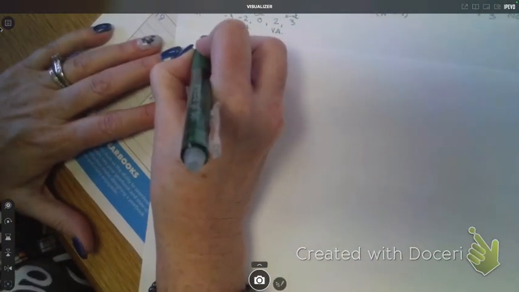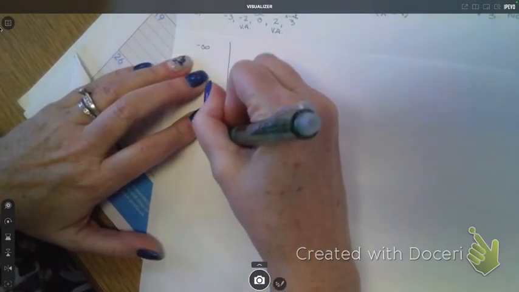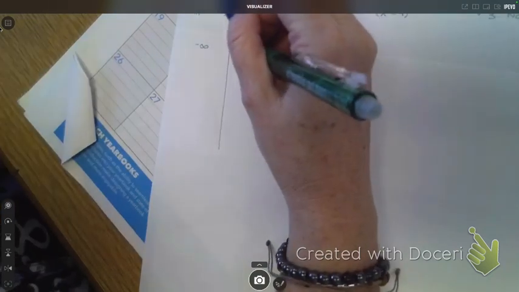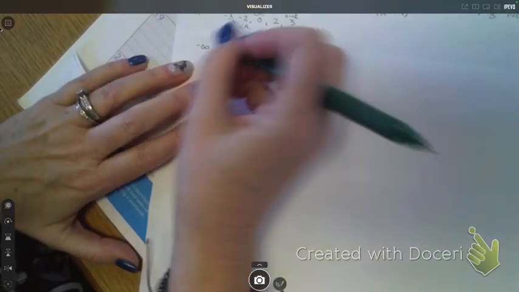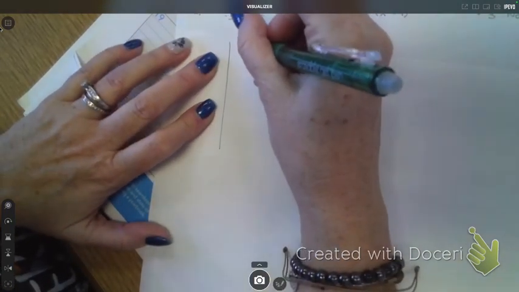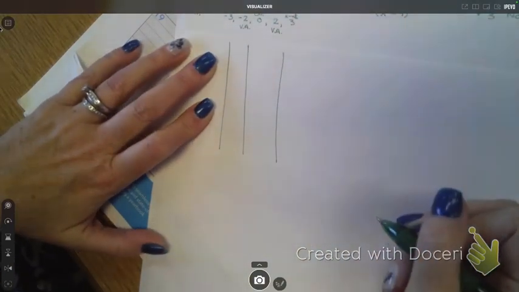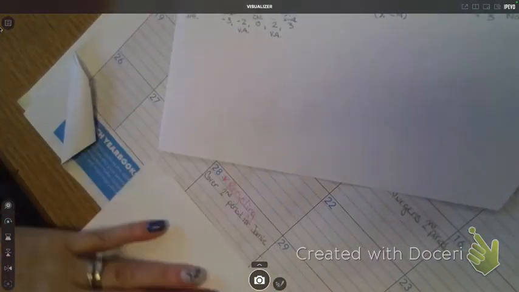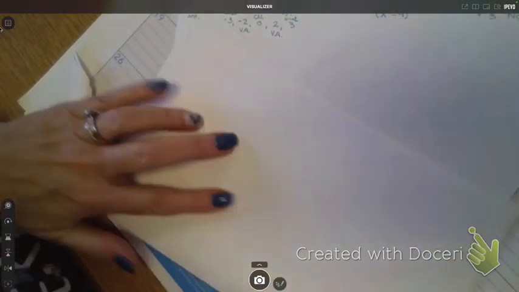Okay, so now let's make our chart. So, negative infinity. Okay, so here. And then I like to put an x column, but that's just me. You don't have to.